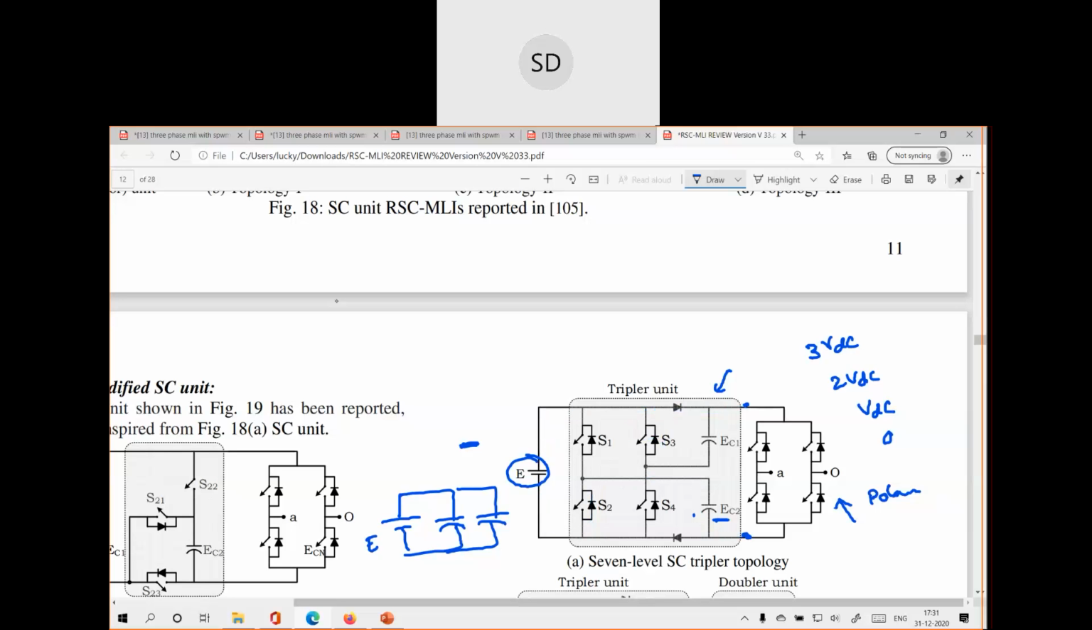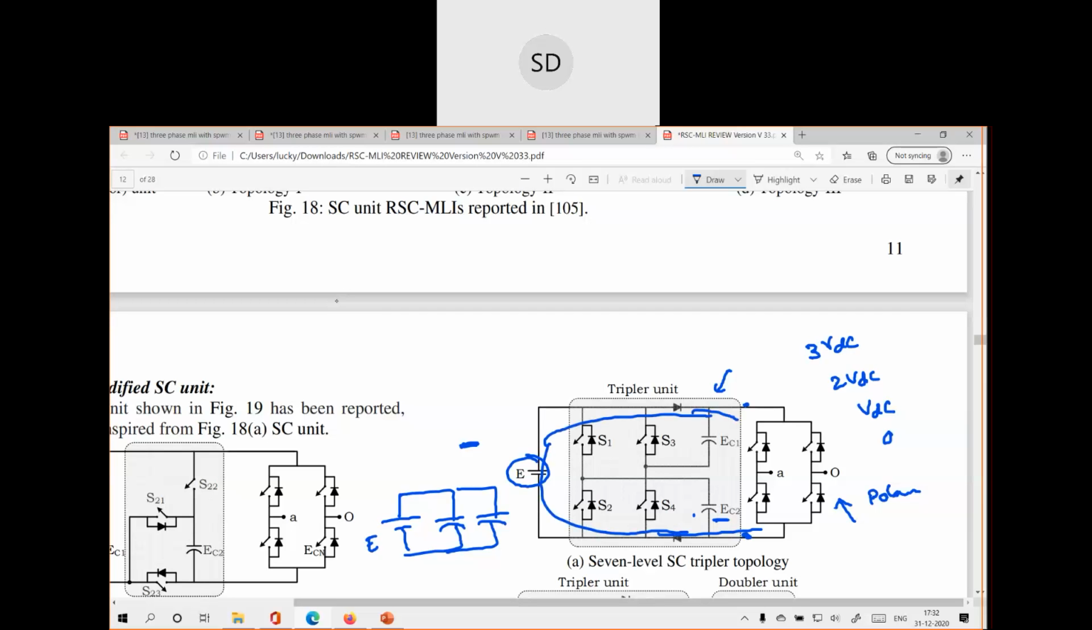If you want only VDC, what do we have to do? Only VDC, what will you do? No switch is turned on. See here, if no switches are turned on, what will happen? It will be like this, right? The current will flow like this. But will you do that? If no switches are turned on, E is directly connected, right?